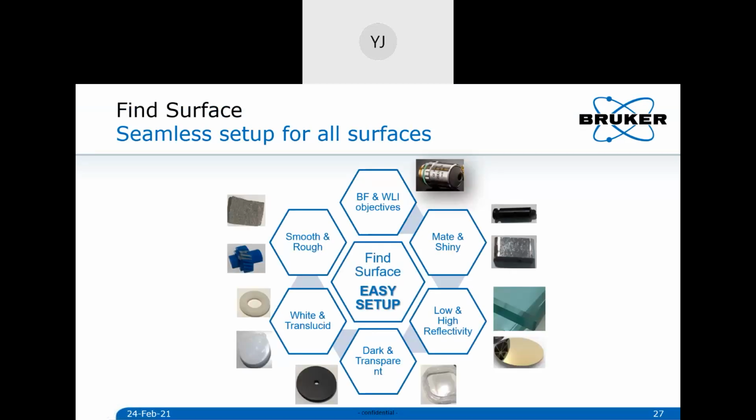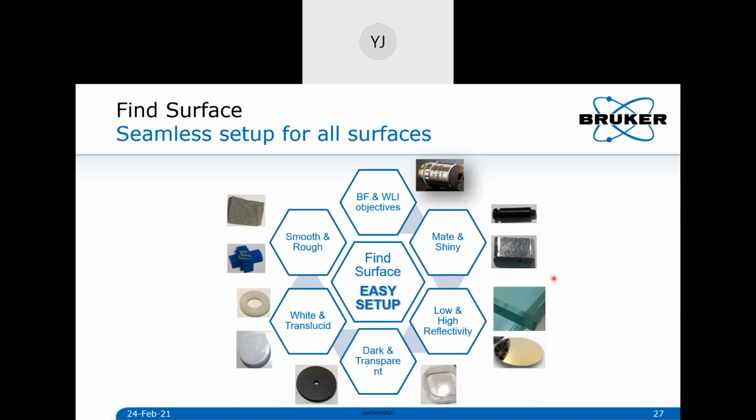So to summarize this part, we already see some good examples, right? You have very shiny samples like the silicon carbide mirrors that we saw, or pads, cylinders, ball bearings, etc. Transparent films like scotch tapes, right?